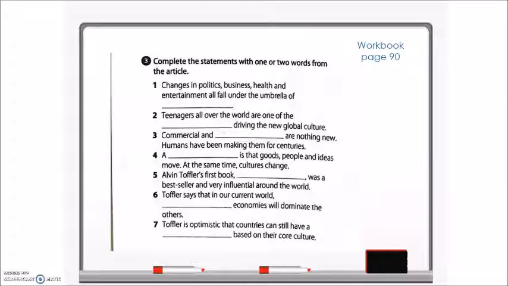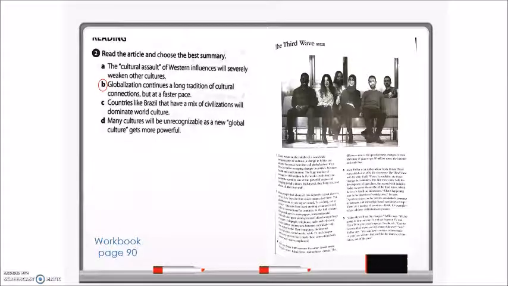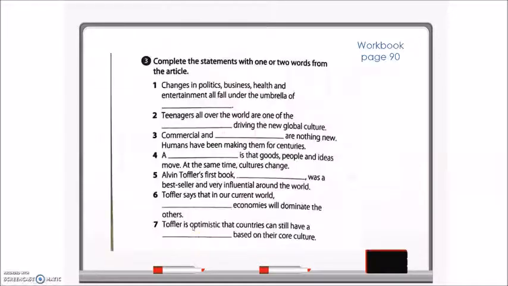Let's go with exercise 3. It says, complete the statements with one or two words from the article. The article will be this one that we are watching right here. So, let's go with number 1. Changes in politics, business, health, and entertainment all fall under the umbrella of globalization. Number 2. Teenagers all over the world are one of the powerful engines driving the new global culture.